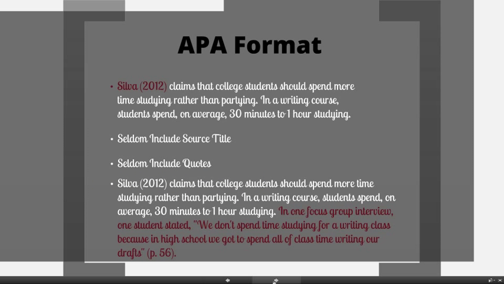However, when they do quote, whether it's an important definition from a scientist like Einstein, or it's a quote from one of their subjects, then make sure you include a signal phrase like, in one focus group interview, one student stated that, and then include the page number with the letter P and a period with the page number. Remember, in MLA format, there's no P, just the page number alone.